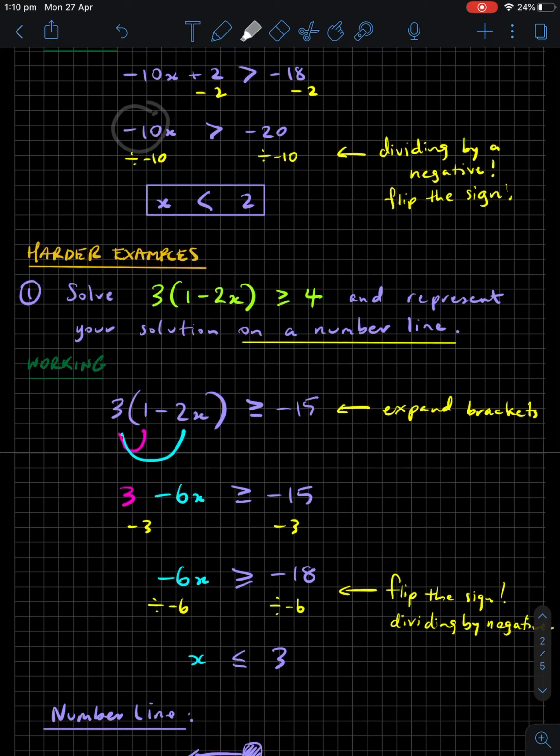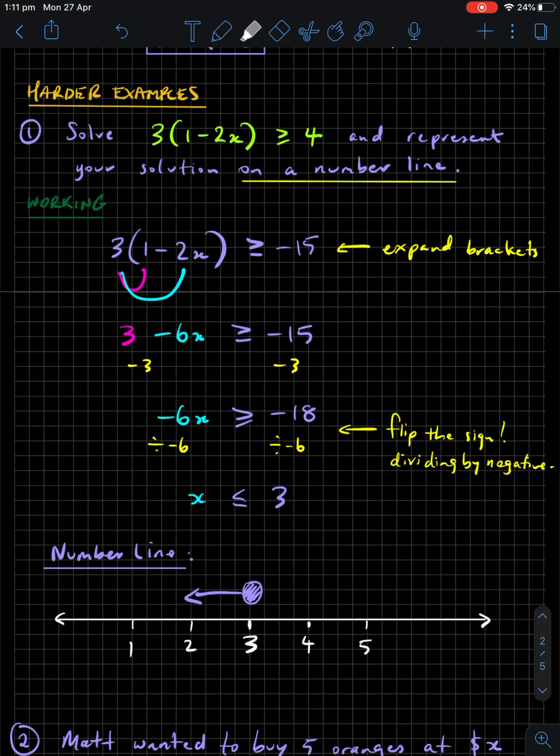Now we want to get rid of this minus 10 here to get x by itself by dividing by negative 10. We're dividing by a negative here, so we need to flip the sign. So negative 20 divided by negative 10, well, 2 negatives make a positive when you're dividing, and 20 divided by 10 is a positive 2 in this case. So we get our x by itself, so we bring that down. But this sign has to swap to the other direction because we're dividing by that negative. So really important step to remember.